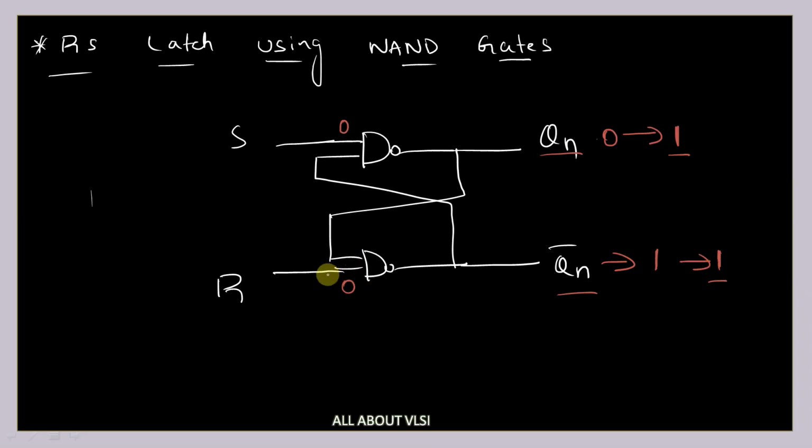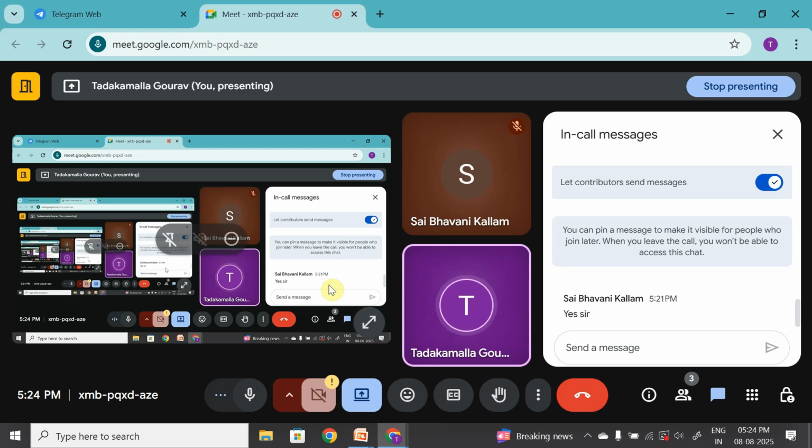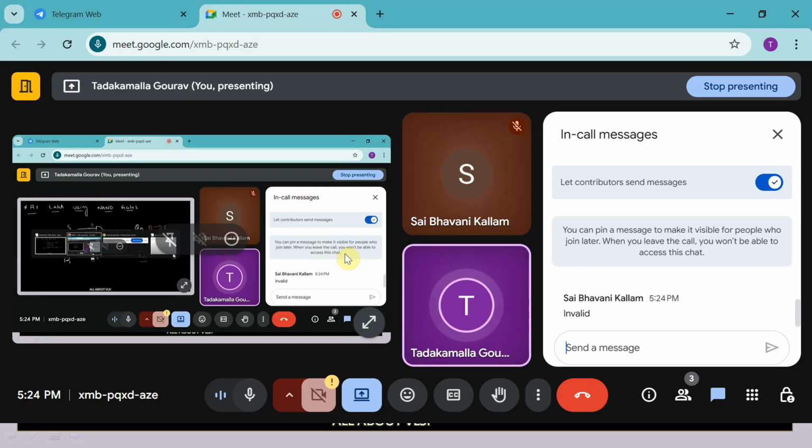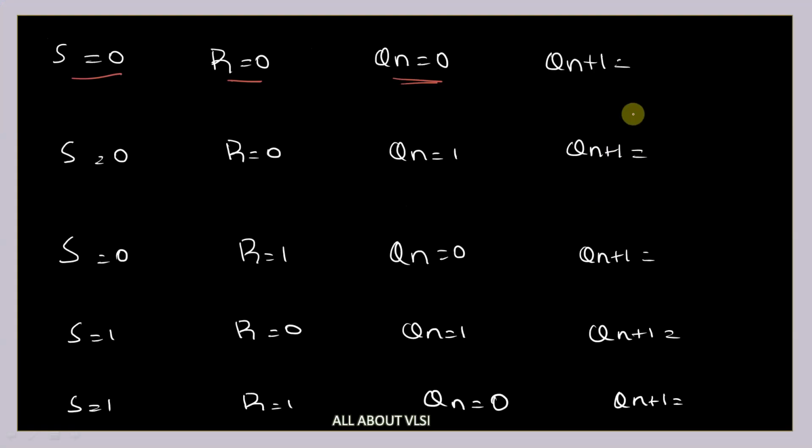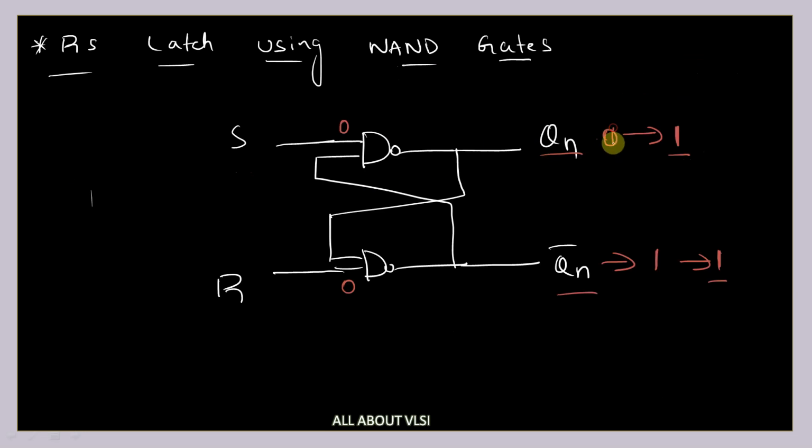So whenever your Qn is 0 and Qn bar is 1, Qn is 1 and Qn bar is 1, it's invalid. Okay, so here you are getting 1 and Qn plus 1 bar also you are getting as 1. So this is invalid. And S is equal to 0, R is equal to 0, whenever your Qn is 1, let's see.